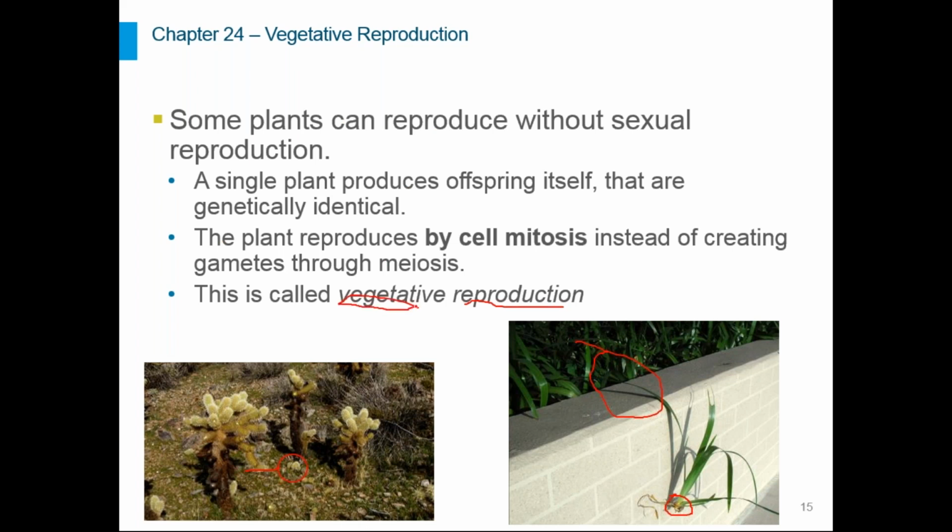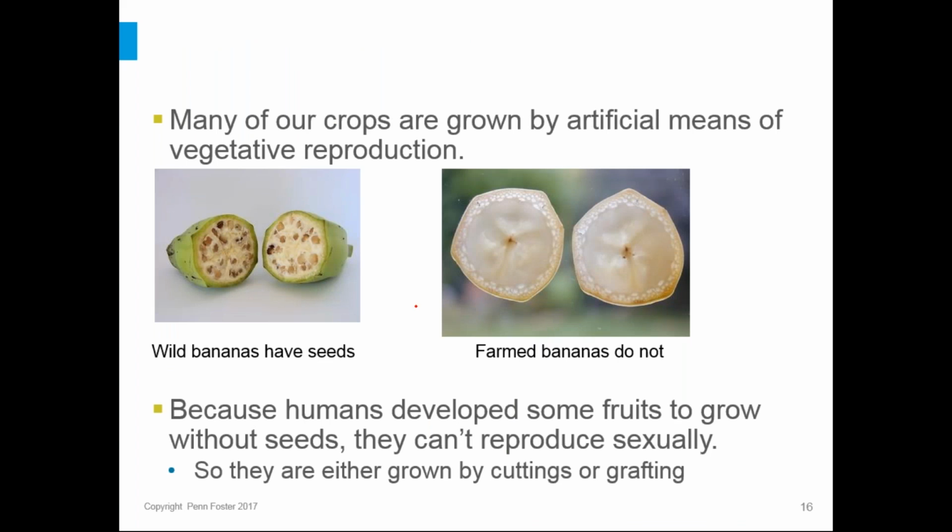And those all happen naturally, but it's also important to know that many of our crops, especially seedless fruits, are grown by artificial means of vegetative reproduction. We usually call it vegetative propagation. Because humans develop some fruits to grow without seeds, they can't reproduce sexually.